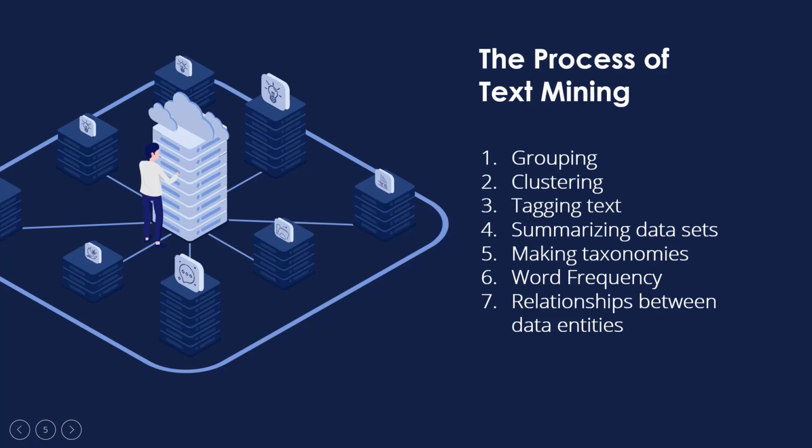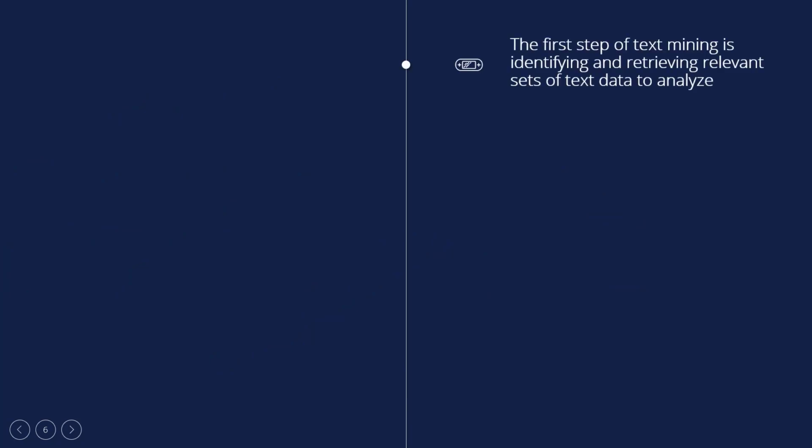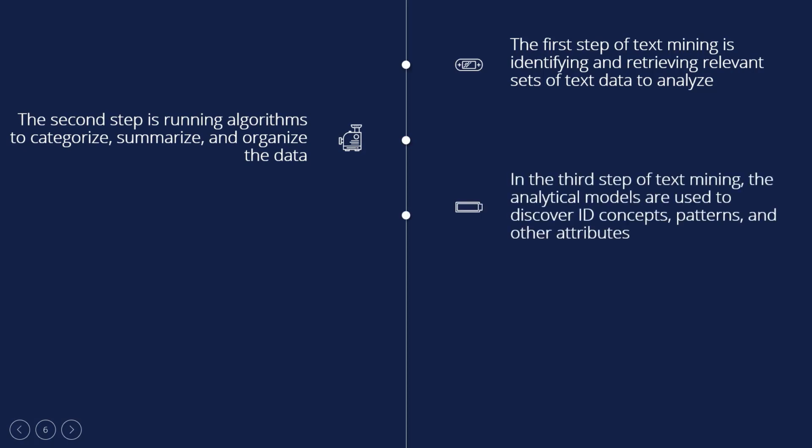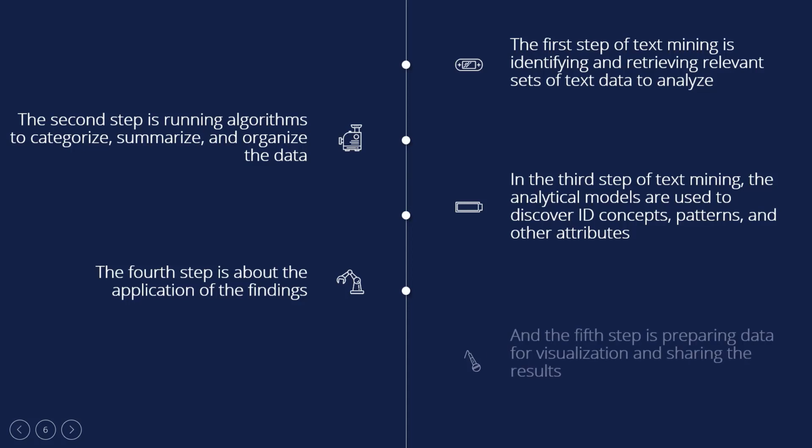There are no hard and fast rules to perform text mining. However, there are some common steps in text mining. The first step of text mining is identifying and retrieving relevant sets of text data to analyze. The second step is running algorithms to categorize, summarize, and organize the data. In the third step of text mining, the analytical models are used to discover concepts, patterns, and other attributes. The fourth step is about the application of the findings. And the fifth step is preparing data for visualization and sharing the results.